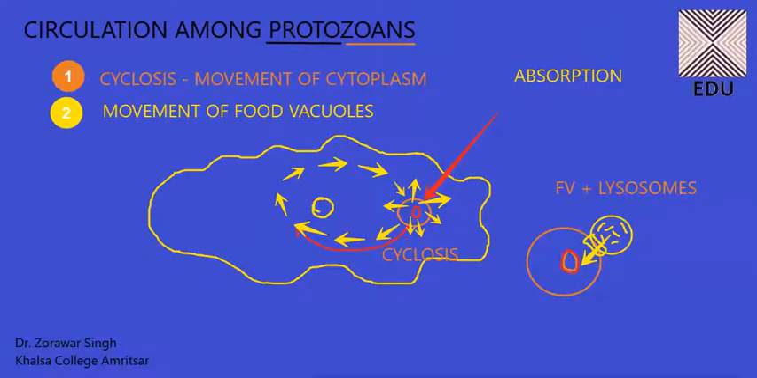Whenever this food is absorbed into the cytoplasm, what is left inside the food vacuole? Anybody? Yes, this is the waste. So I am again making a food vacuole. Suppose this is a food vacuole, and it now contains only the waste materials. Now this body is called the residual body.